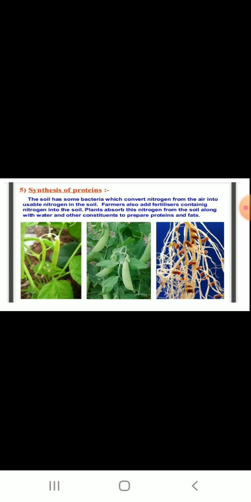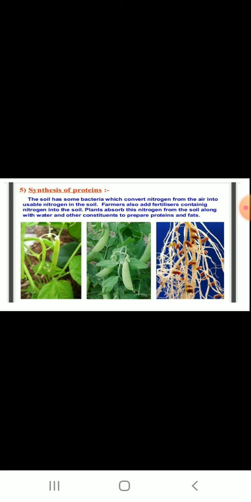Next comes synthesis of protein. Soil has some bacteria which convert nitrogen from the air into usable nitrogen in the soil. This I told you. A plant will not take nitrogen directly. If a plant needs nitrogen, it cannot take it directly in the gaseous form, so it has to be taken through the soil only. Farmers also add fertilizers containing nitrogen into the soil, so that it goes into the plant through the soil.